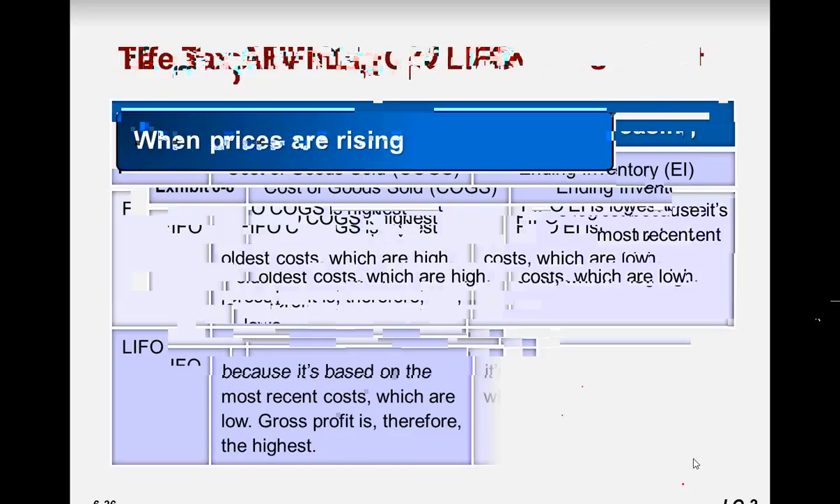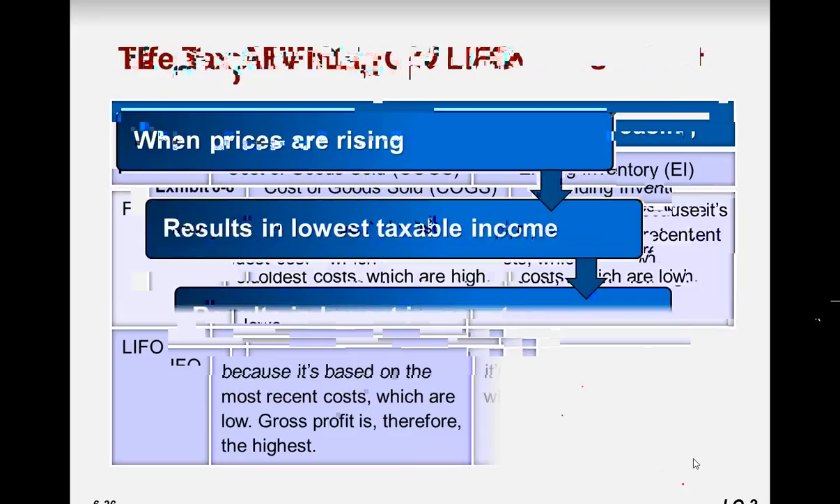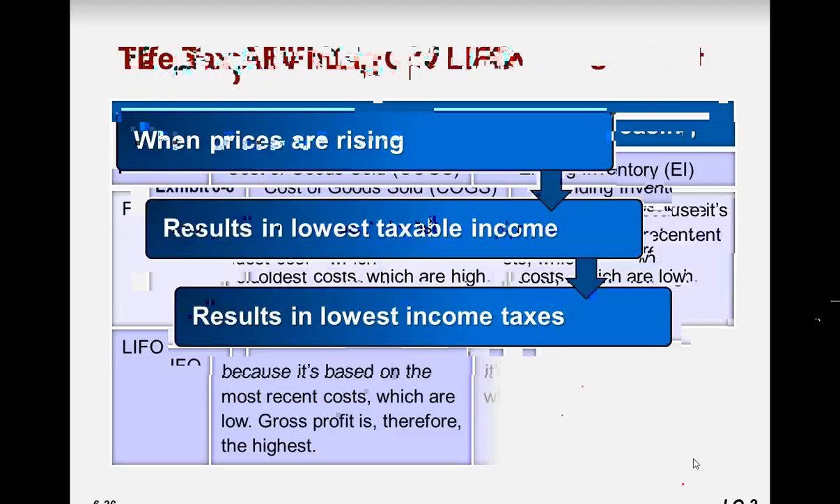So tax advantage of LIFO: when prices are going up, it results in lower taxable income, which means lower taxes, and that increases the amount of cash you have to spend. One thing that you often hear is you want to postpone paying taxes as long as you can.